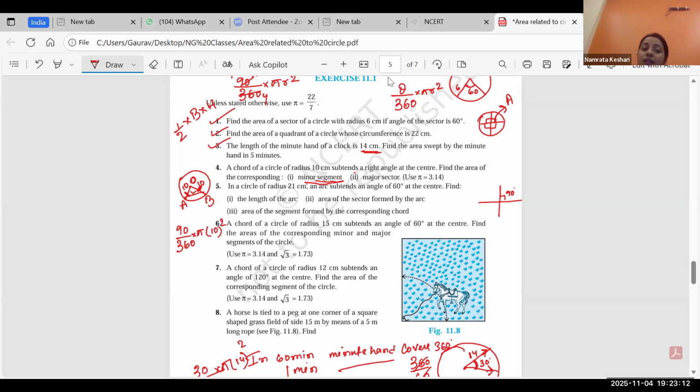Okay, and we are trying to find the segment area, so minus this triangle's area, and triangle area is 1 by 2 into base, which is 10, into height, which is 10, and we are done. Yes, we have to do the simplification, but we are done.